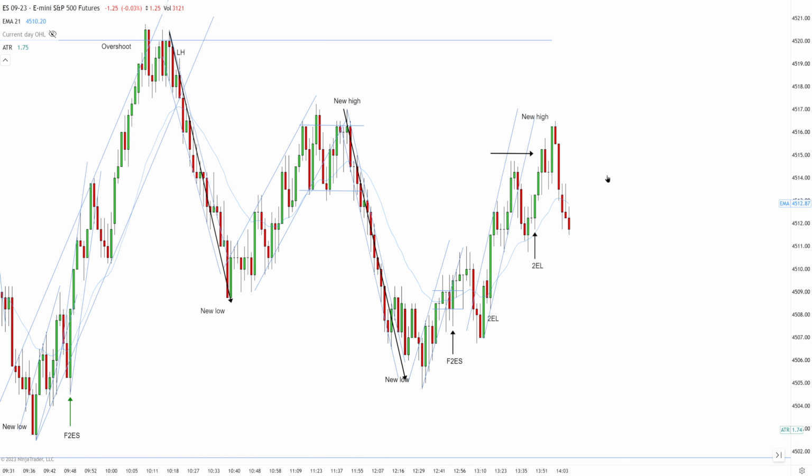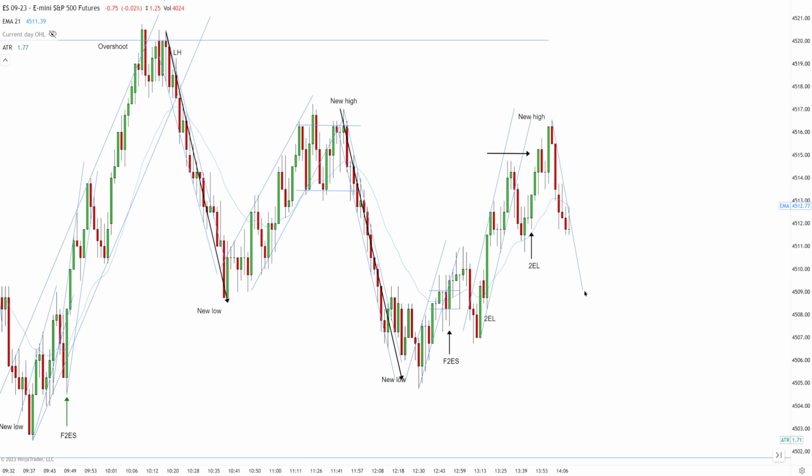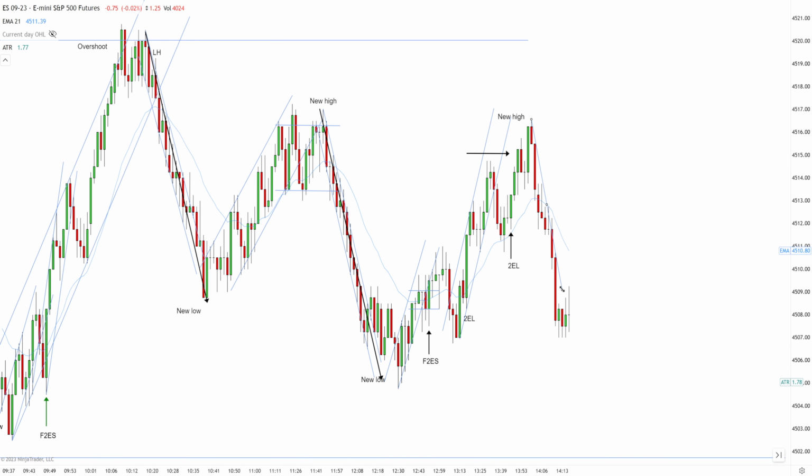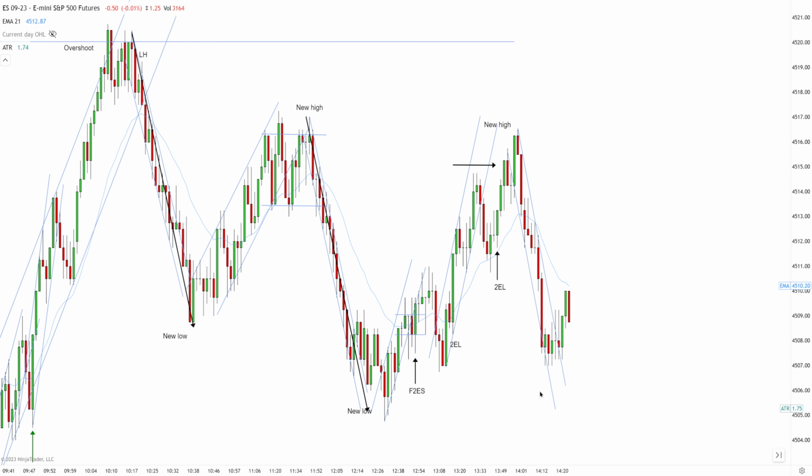Uptrend played out. Okay, I'm going to redraw the downtrend. Can we get some lower high for a second entry long? We cannot. The market just reversed. You would expect some lower high here because this is a consolidation structure, up and down. So once again, you expect the market to pivot. New low, first entry short. Can we get a second entry short?